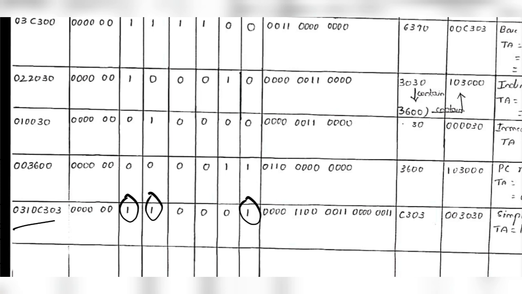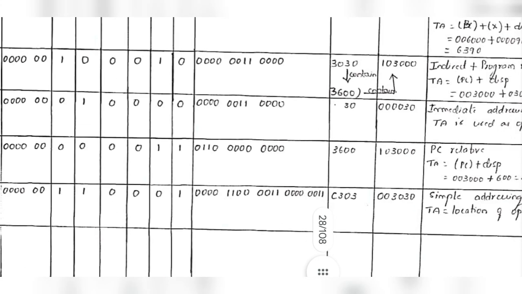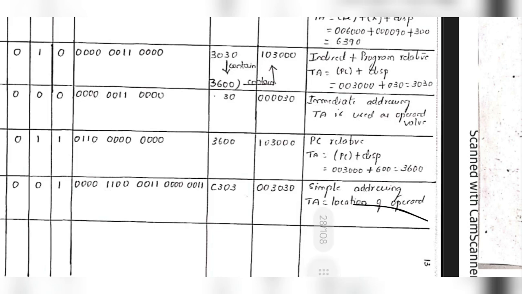Okay, so here the last one, we have n is equal to 1, i is equal to 1, as well as e is equal to 1, and here is the value. So this value, if you write the bit value, the answer we get is C303. This is 0, this is C, this is 3, this is 0, this is 3, 0C303. Also it is simple addressing, so the answer will also be the same, C303. So in simple addressing, the location of the operand will be there.